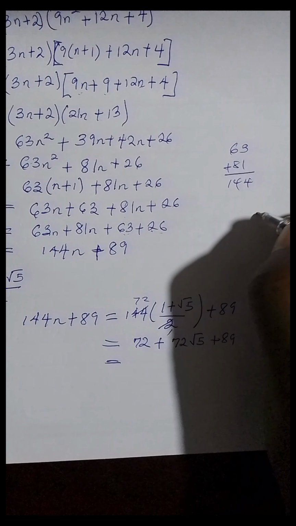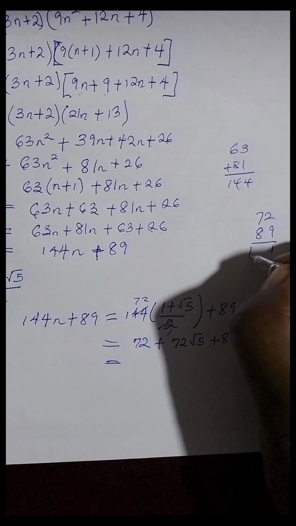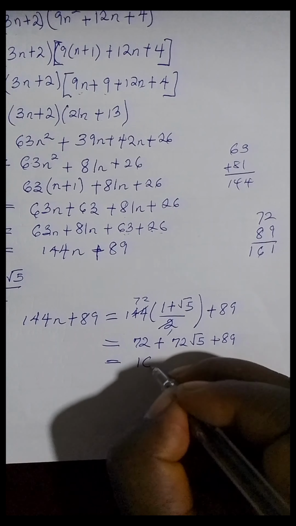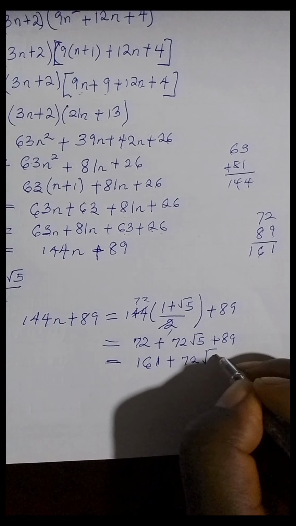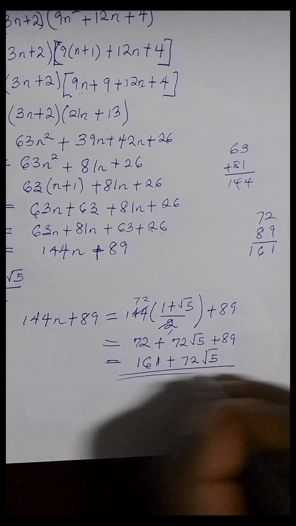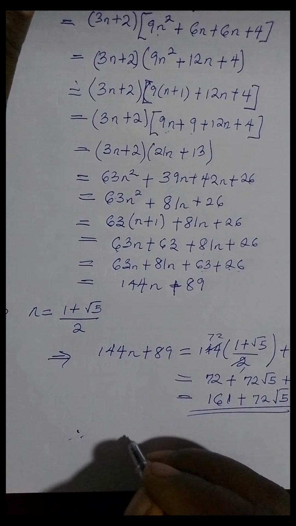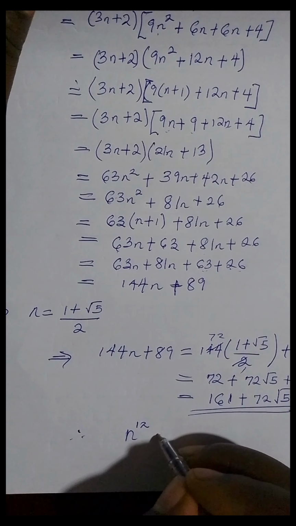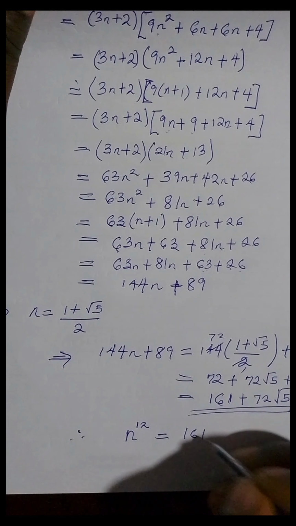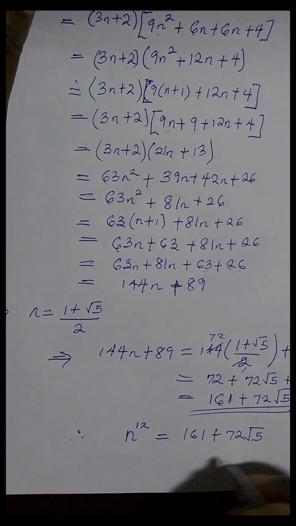What will be the final result? 72 plus 89. This is 161. 161 plus 72 square root of 5. This is the final result. Therefore, we can say that n to the power of 12 is equal to 161 plus 72 root 5.